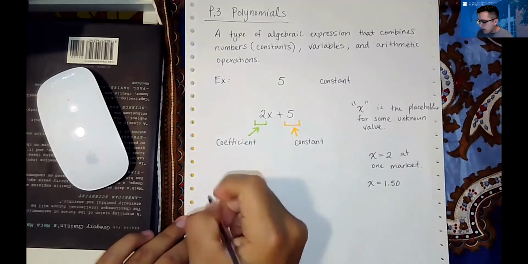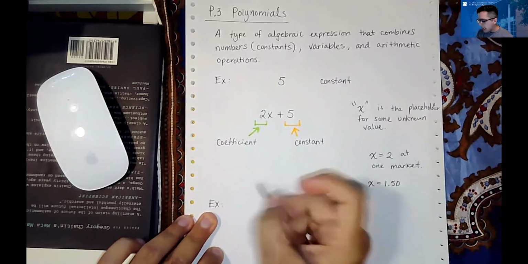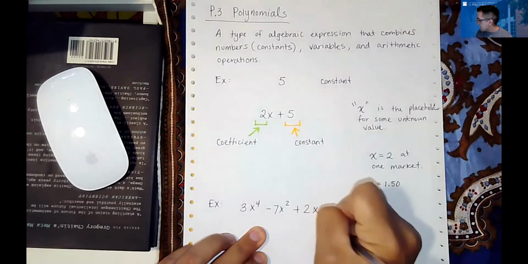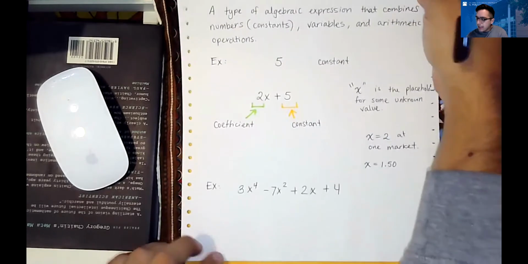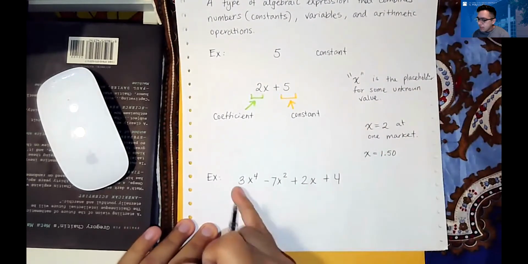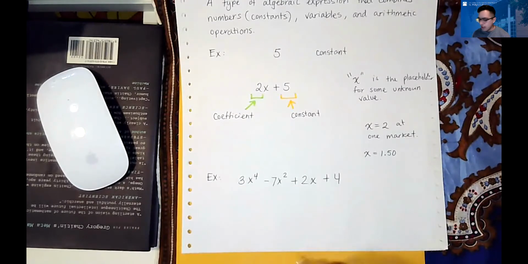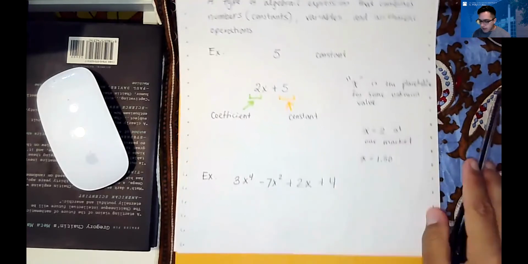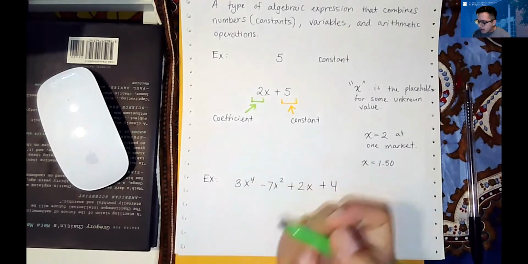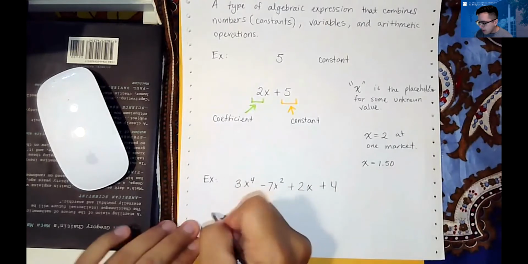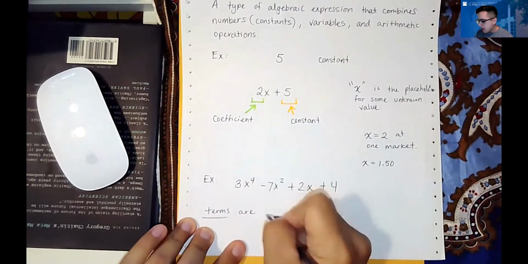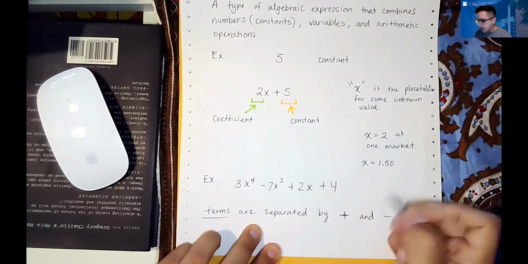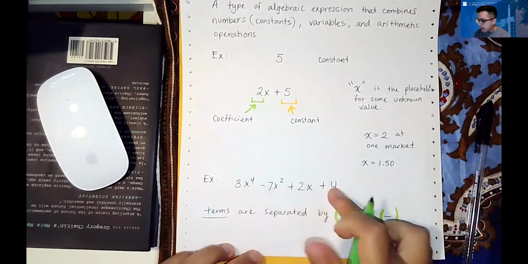We might have more complicated examples of polynomials. For instance, we could have 3x to the 4th minus 7x to the 2nd plus 2x plus 4. And you can think about it as a slightly more complicated expression that describes some other process in the real world. So now we have multiplication, we have subtraction, we have exponentiation, and addition. So when you're looking at a polynomial like this, you'll want to be able to look at it and count up how many terms there are. And what I will tell you is that terms are separated by addition and subtraction. So can anybody tell me how many terms are in this polynomial?